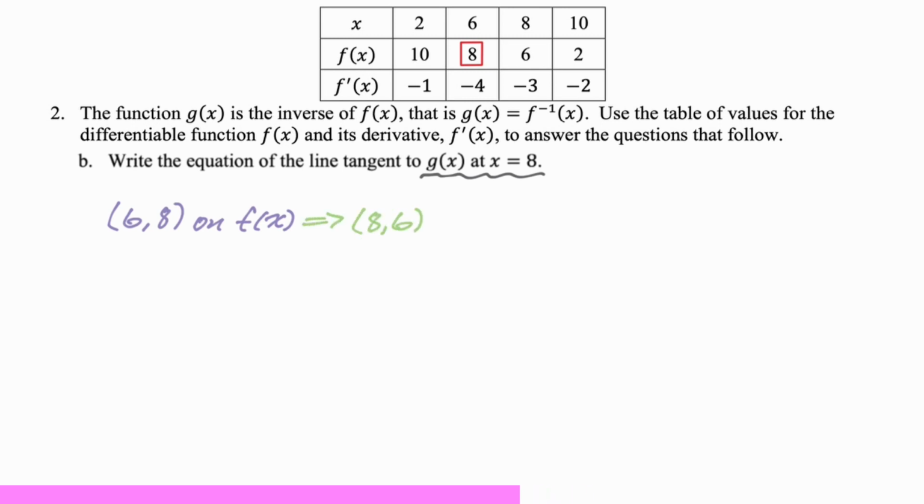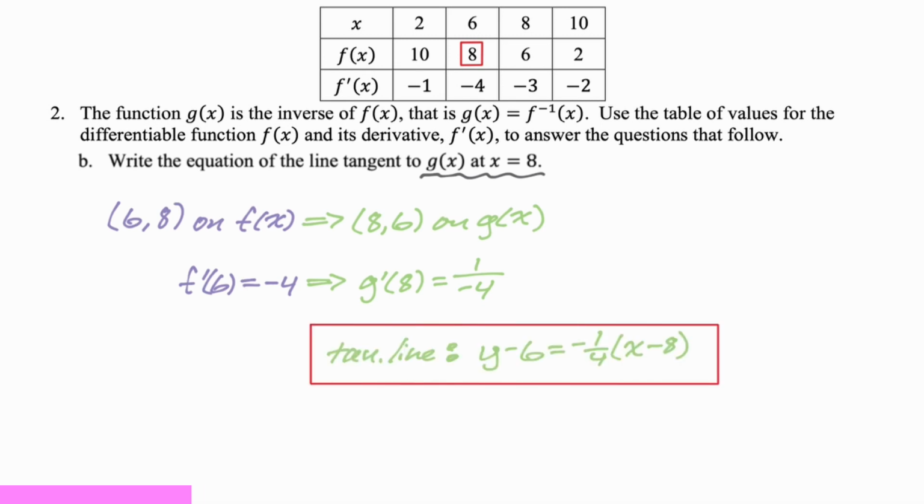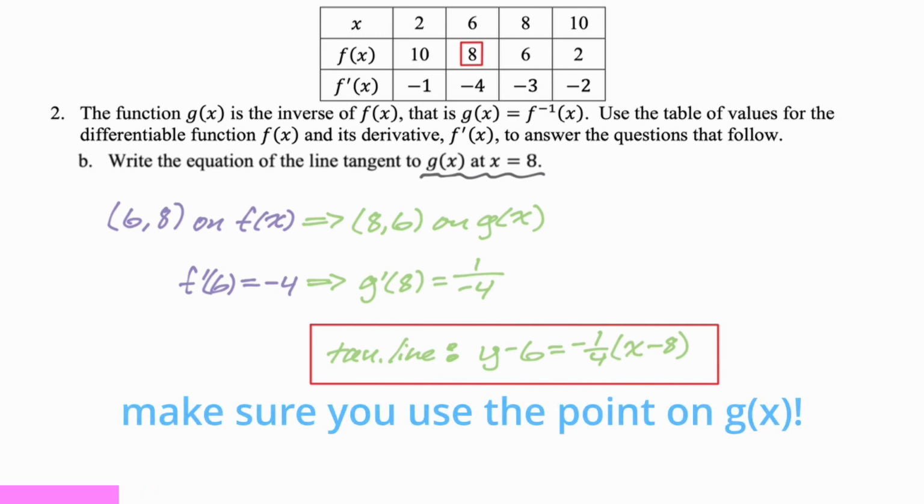I always like to write all this down so that I don't screw it up. The slope of f of x, so f prime of 6, is negative 4 from the table again, which means that g prime of 8 is 1 over negative 4. And now we have all the information that we need. Our tangent line for g, I use colors so that I can keep track of what goes with what. The number one thing that I see people screw up here is they mess up the ordered pair. Like they use the ordered pair from f of x when they write this. Don't make that mistake. It's easily avoidable.